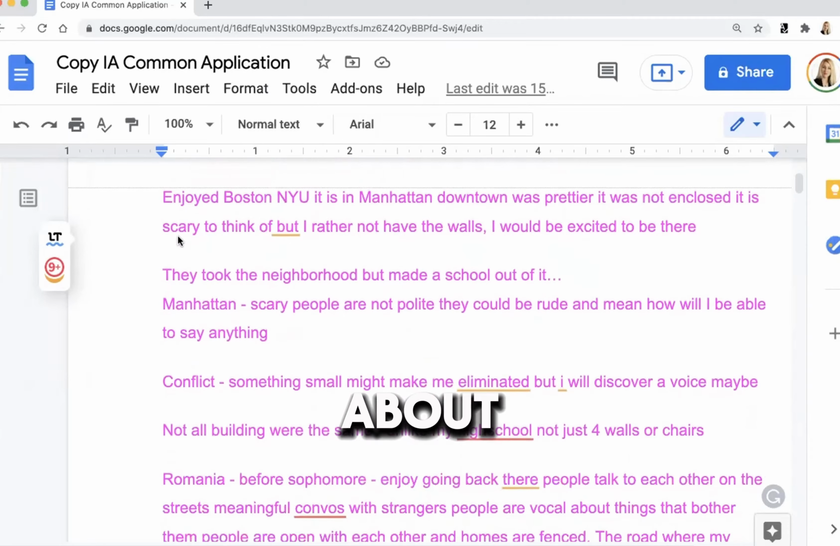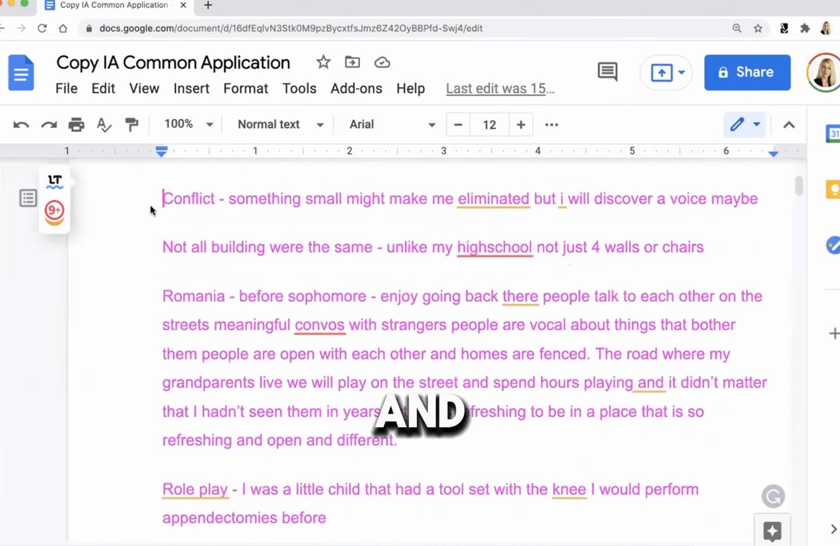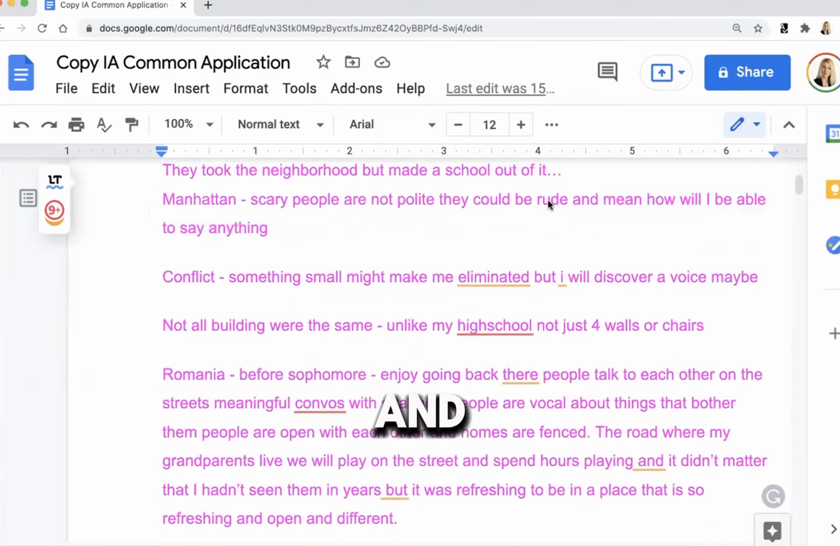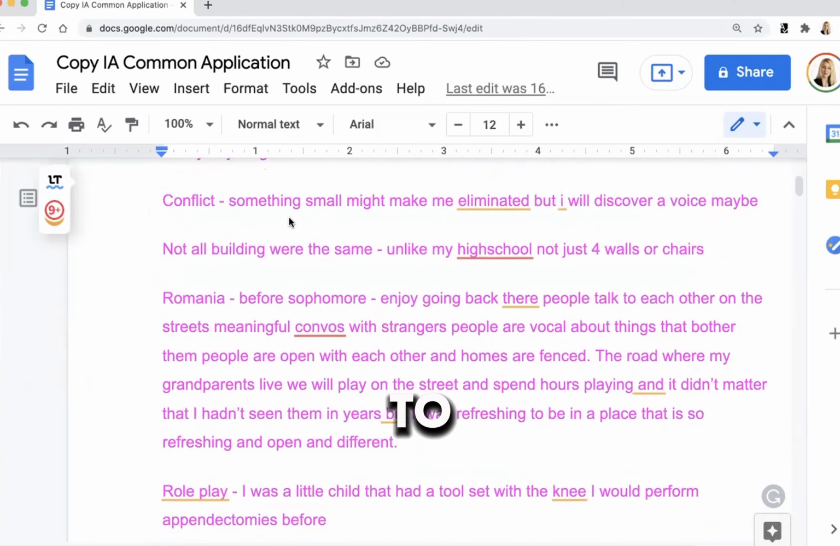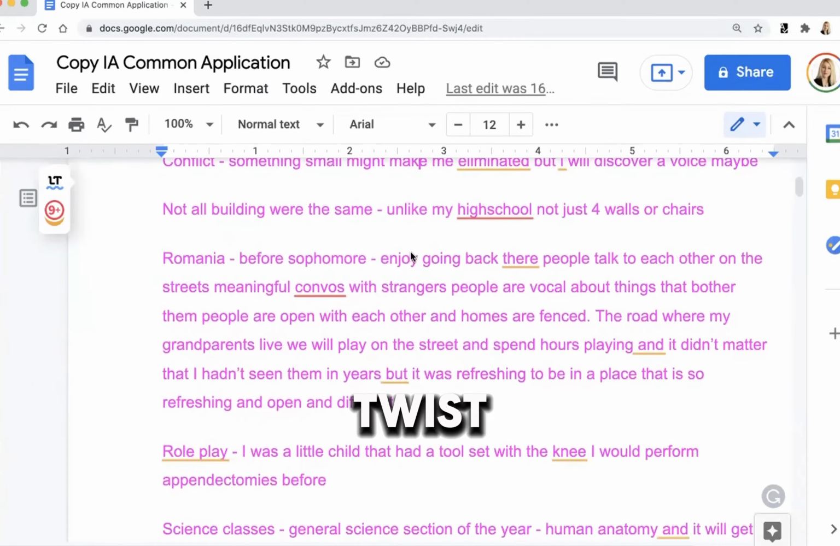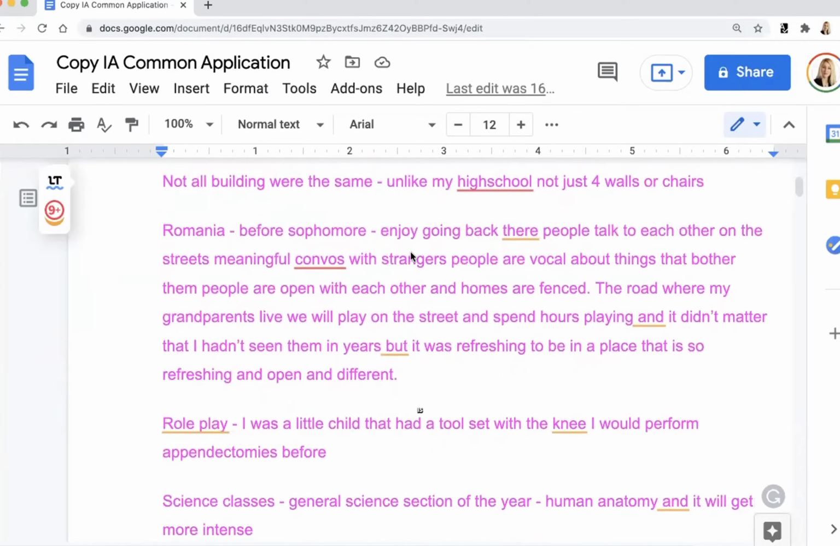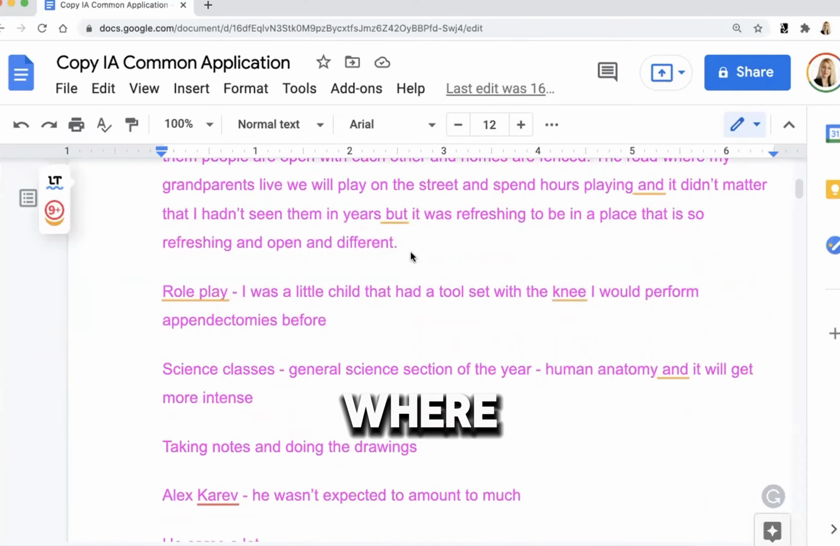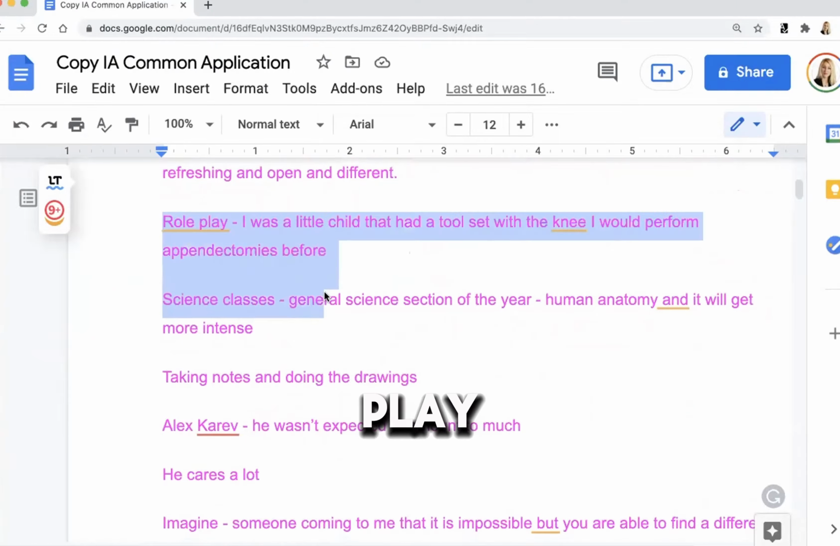So we talked a lot about Boston, Manhattan, and then again, every now and then in the midst of all this, we go back to, okay, so what's the conflict? What is the twist? What is the prickly situation? What is the uncomfortable part? Where are you breaking the status quo? And where's your personal discovery? Doing a role play of some sort.